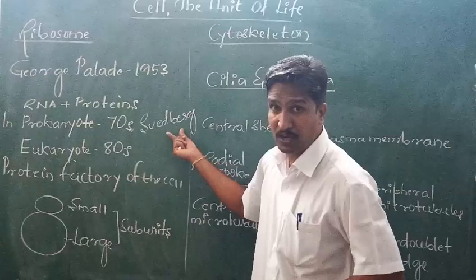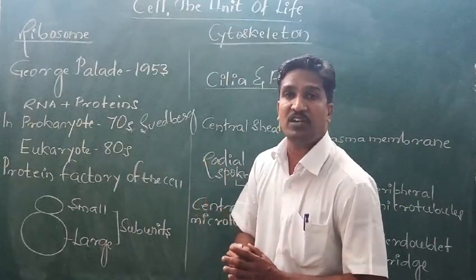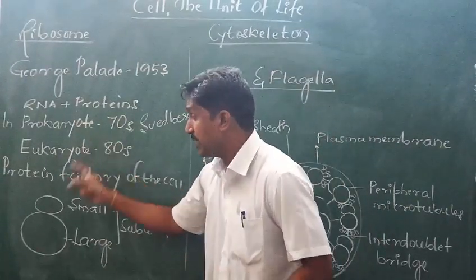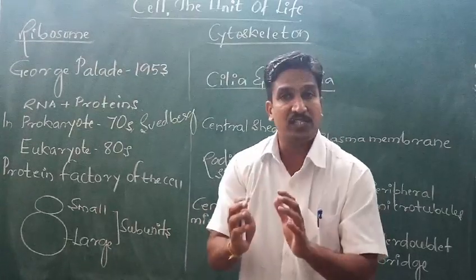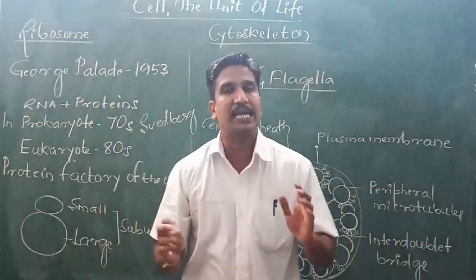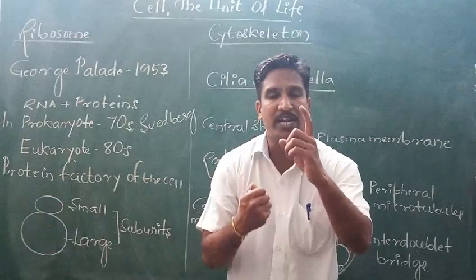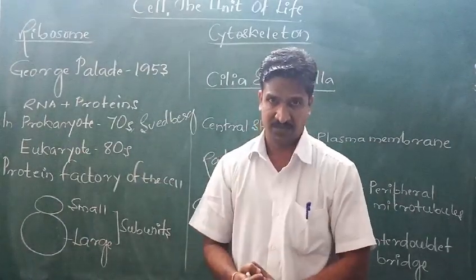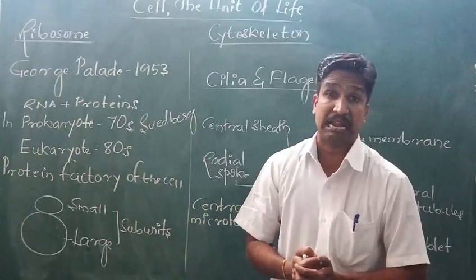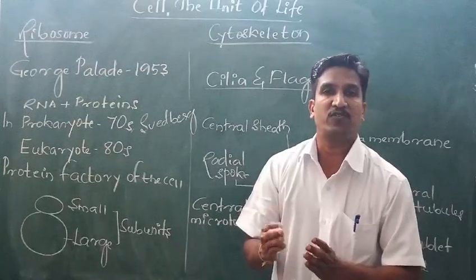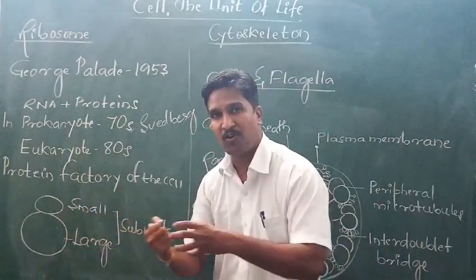And S stands for a unit called Svedberg, used to measure the sedimentation coefficient of ribosomes. They are made up of two subunits, the smaller subunit and the larger subunit. These are present separately in the cytoplasm of the cell, and they come in contact with one another only during protein synthesis. That is called translation, which in second PUC you will learn in detail. Biosynthesis of a protein from mRNA is called translation. During translation, these ribosomal subunits come in contact with one another.